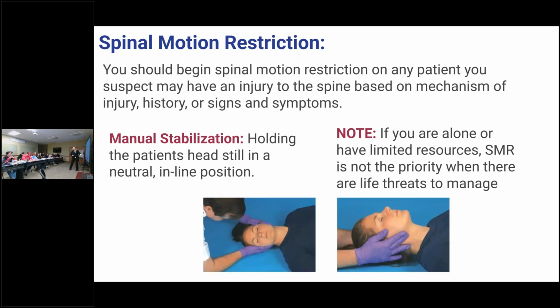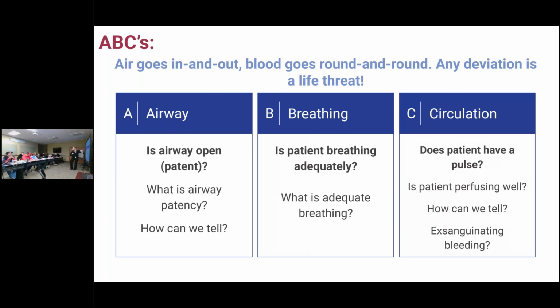And this is what that manual stabilization looks like, holding both sides of the head, supporting that inline position. I think Becca said this little saying before: air goes in and out, blood goes round and round. Any deviation is a life threat, right? So we have our ABCs: airway, breathing, circulation.